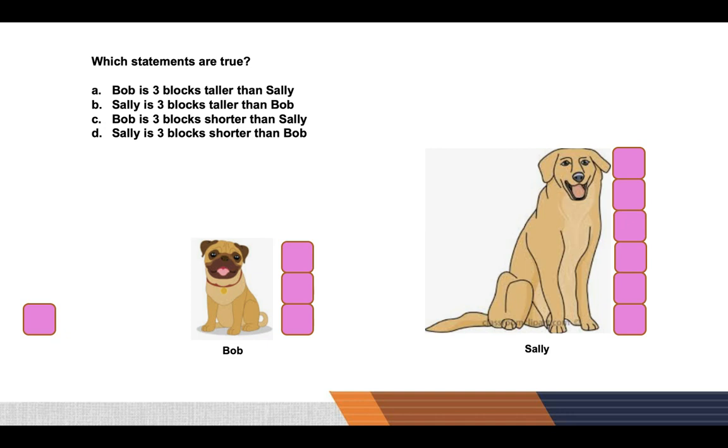So we see that Bob is 3 blocks tall, and we see that Sally is 6 blocks tall. So we know that Sally is 3 blocks taller than Bob, because 6 is 3 more than 3, and Bob is 3 blocks shorter than Sally, because 6 minus 3 is 3.